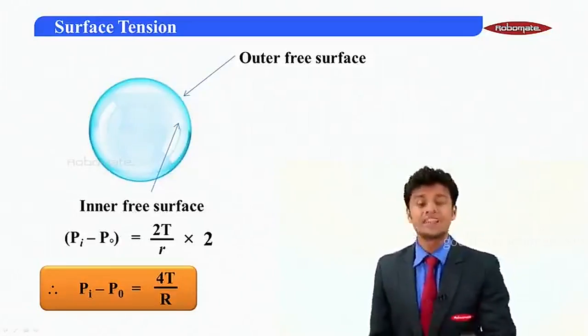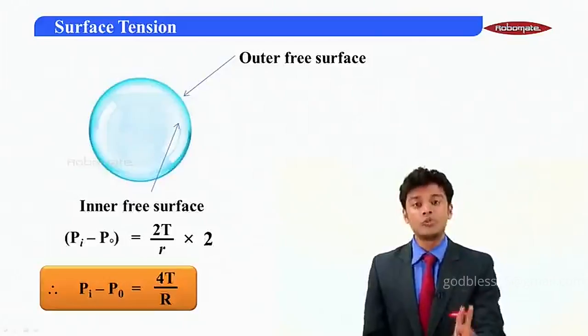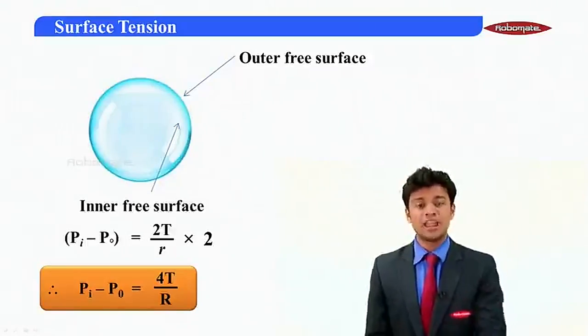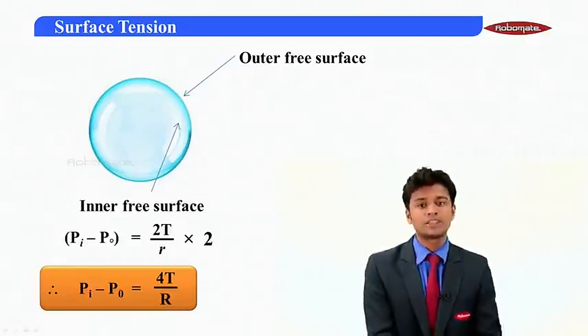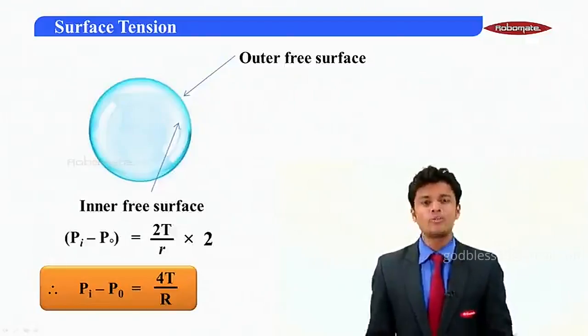It simply gets doubled. Why? Because it has 2 free surfaces. So this way you can remember: in a bubble you double. For a drop, it is 2T by R. For a bubble, you double, that is 4T by R. I hope you have understood the module.